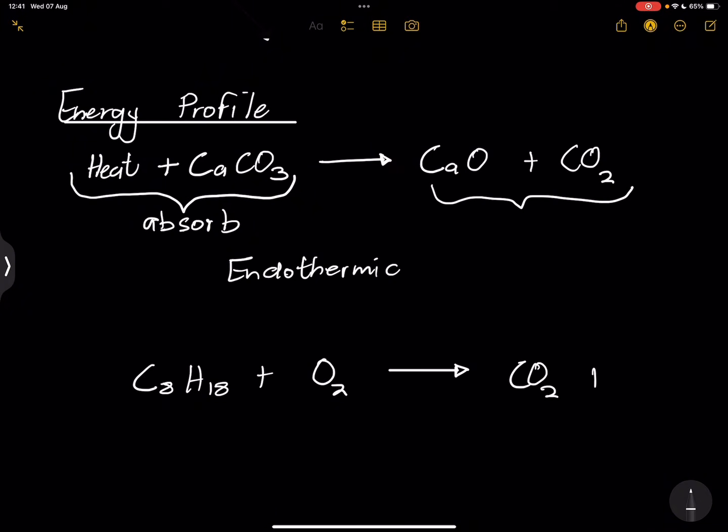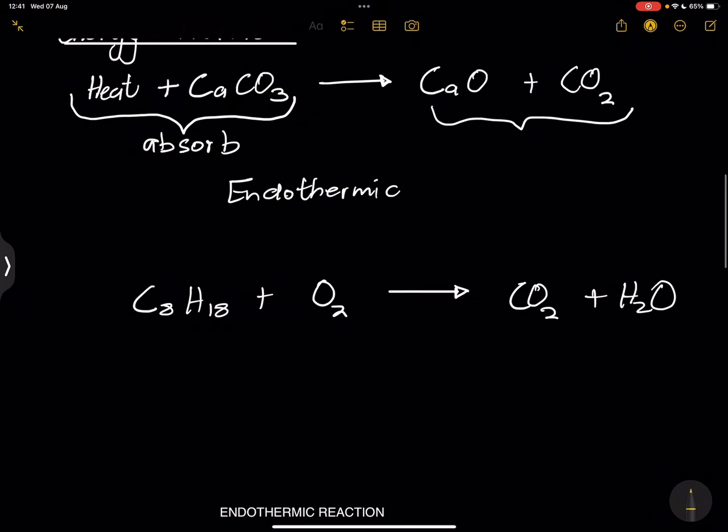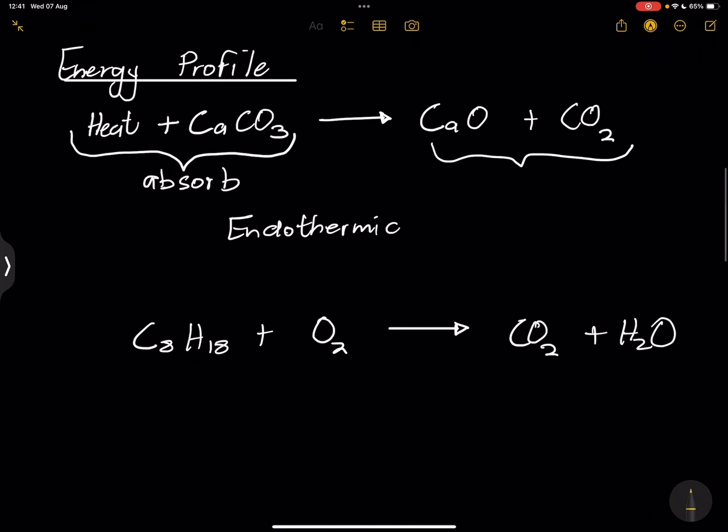But in this case, for a car to move, it must release a whole lot of energy so that it drives the crank of the engine, right? So as a result, there's more energy that is released than is absorbed. So I want you to note, as a result, we say that this is an exothermic reaction, okay?